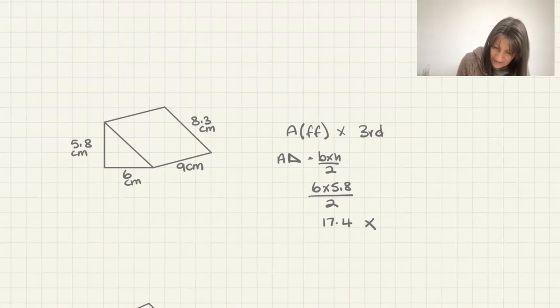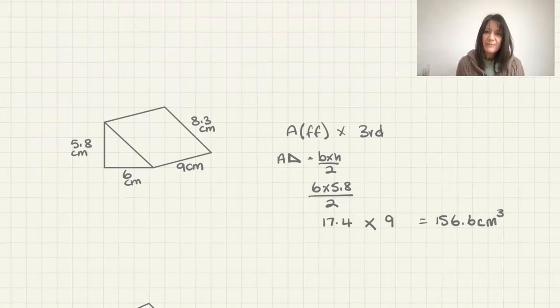The third length is 9. And 17.4 times 9 is 156.6 centimeters. And now we're working in that 3D volume, so it's cubed as the power on our units. Okay, so 156.6 centimeters cubed. And that is it. I did the area of the front face, which was this bit here, times by the third length. And hopefully you did the same and you got it right. And if you did, really, really well done.